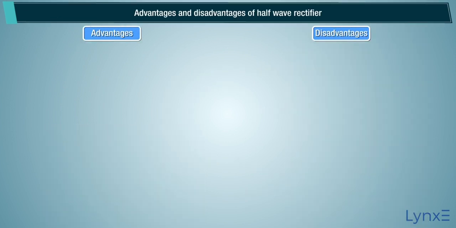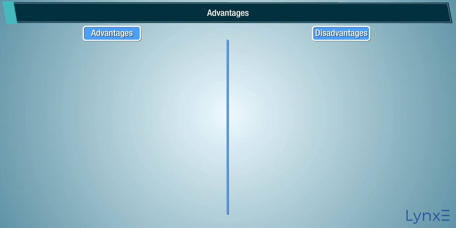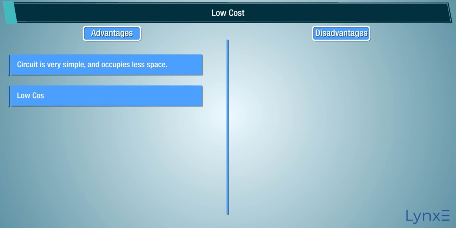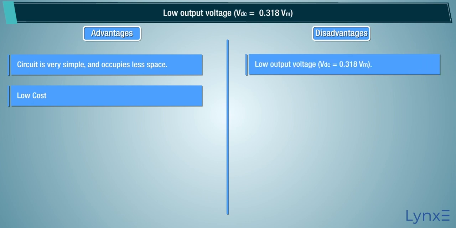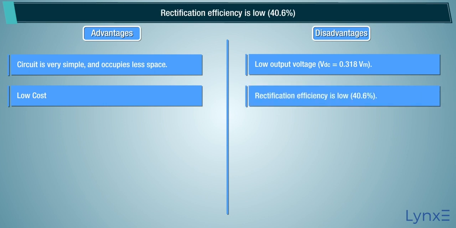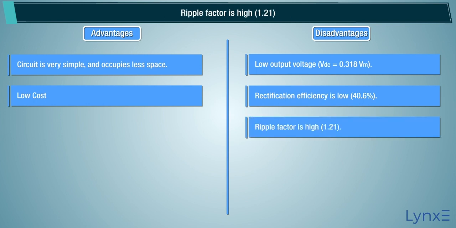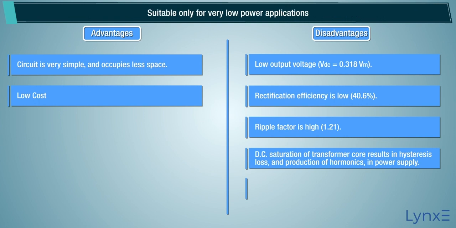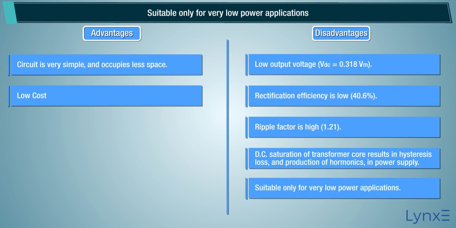Advantages and disadvantages of half-wave rectifier. Advantages: the circuit is very simple and occupies less space. Low cost. Disadvantages: low output voltage. VDC equals 0.318 Vm. Rectification efficiency is low, 40.6%. Ripple factor is high, 1.21. DC saturation of the transformer core results in hysteresis loss and production of harmonics in the power supply. Suitable only for very low power applications.